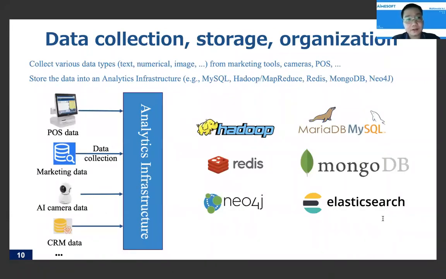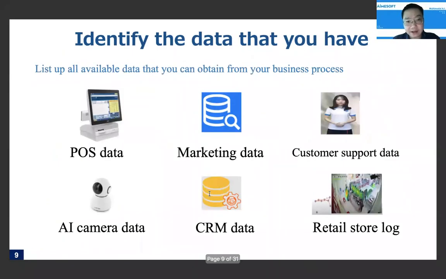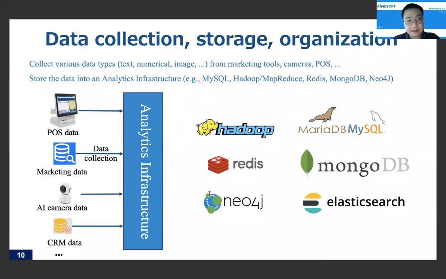And then you need to collect the data and store it in some storage. So collect various data types, text, numerical, images from marketing tools, cameras, POS systems, and other devices, and store it into an analytics infrastructure like Hadoop, Redis, MongoDB, or MySQL. It depends on the amount, how big the data is. So that's the first step. You need to identify the data and then collect it and store it into some analytic infrastructure.